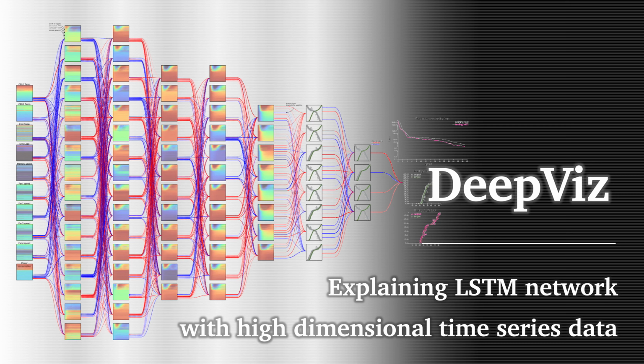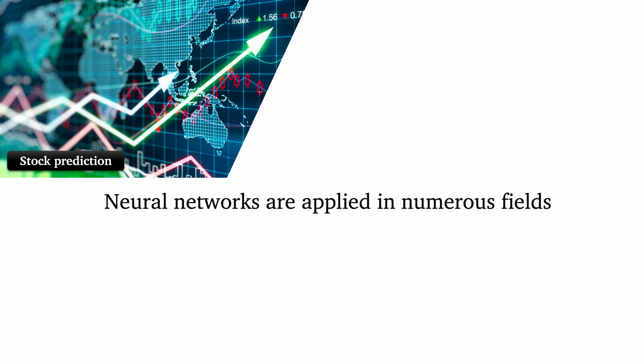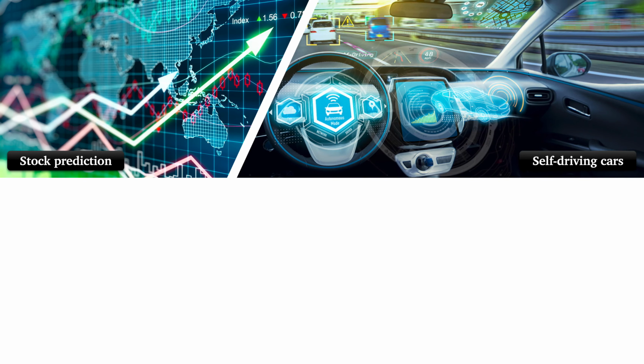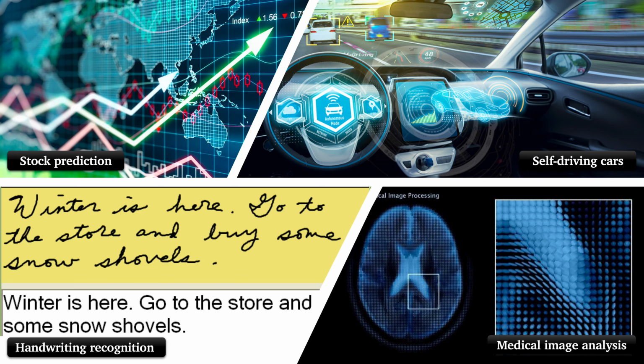DeepViz. Explaining long short-term memory network with high-dimensional time series data. Neural networks are applied in numerous fields, including stock prediction, self-driving cars, handwriting recognition, medical image analysis.